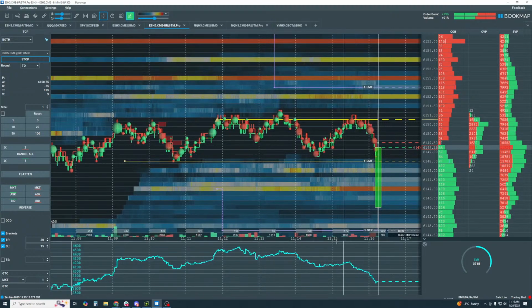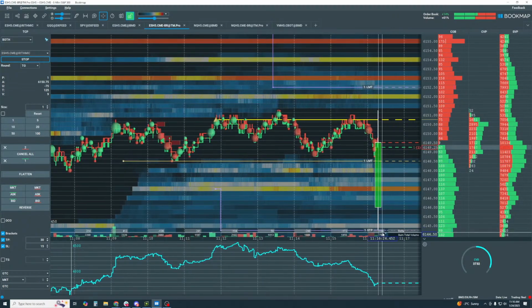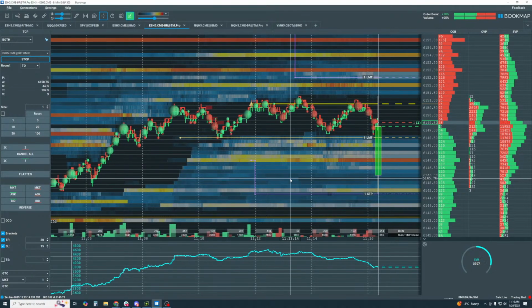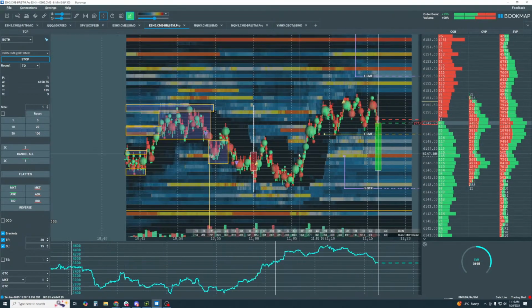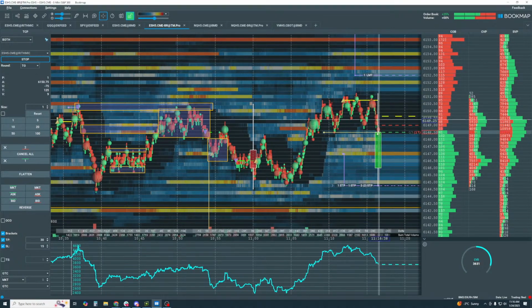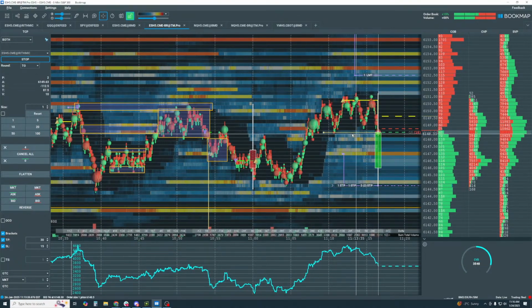Let's look at our delta too. Negative delta, negative delta, negative delta. Yeah. Okay, and our candlestick pattern also is kind of failing up here, right? So it looks like we're going to get filled. Okay, so we got filled at the bottom edge here.